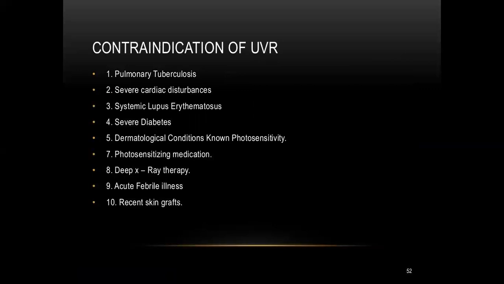The contraindications of UVR are pulmonary tuberculosis. Second is the severe cardiac disturbances. Third is SLE, which is systemic lupus erythematosus. Fourth is severe diabetes. Fifth is the dermatological conditions known as photosensitivity. Next up is the photosensitizing medication, deep X-ray therapy, acute febrile illness, or a recent skin graft.